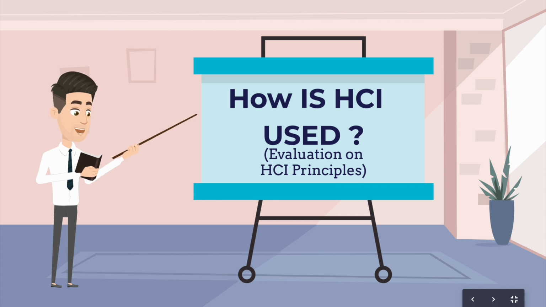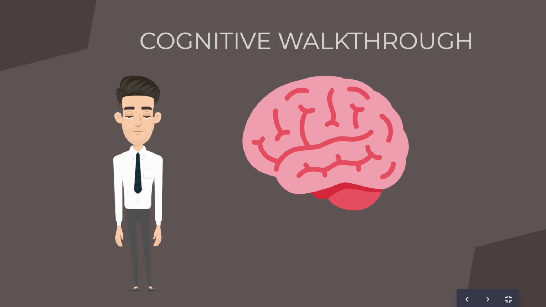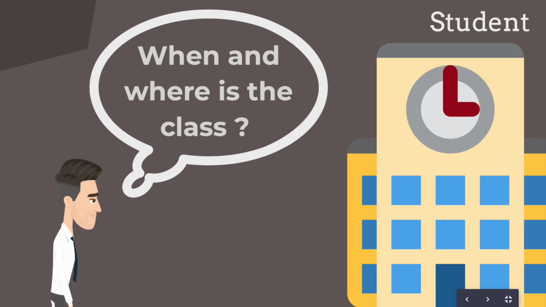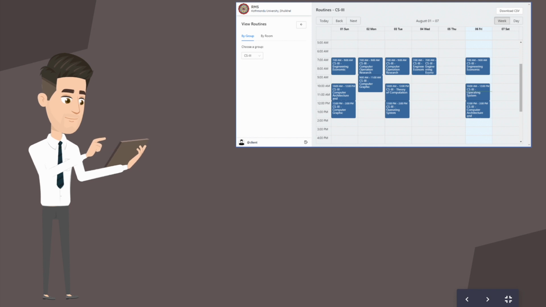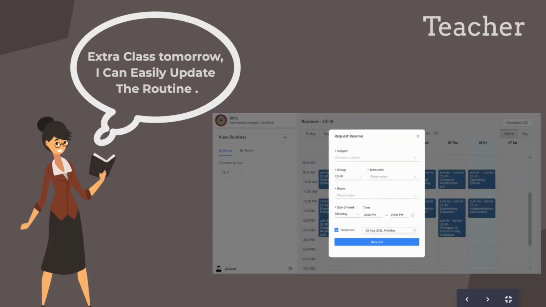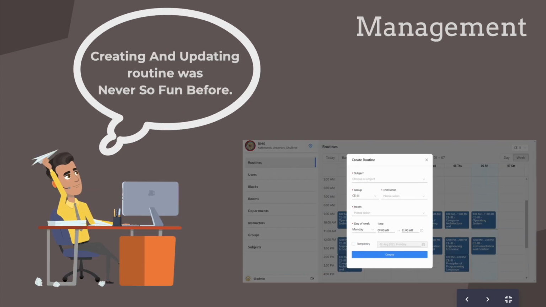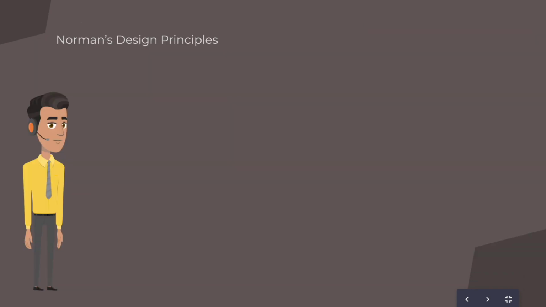So, how is HCI used in our project? Firstly, cognitive walkthrough. To help us design our project, first we performed a cognitive walkthrough. During the walkthrough, we found out that when a student searches for the classroom, he needs to see his schedule. Using our interactive UI, he can easily find the class. It also provides an interactive UI for the teacher so that she can easily update the routine. For the management team, the UI allows them to edit, manage, delete and create routines with ease.